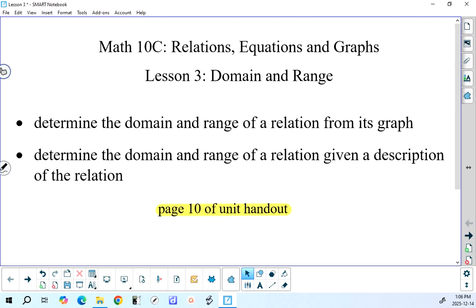The nice thing is, because you revisit it in grade 11 and 12, you're going to get more and more practice between now and then. So we're looking at determining what's called the domain and range of a relation, whether we're looking at the graph or whether we're given a description of the relation or an equation of the relation. The goal today is for you to be able to find what we call the domain and what we call the range. And this can be found on page 10 of your current unit handout.